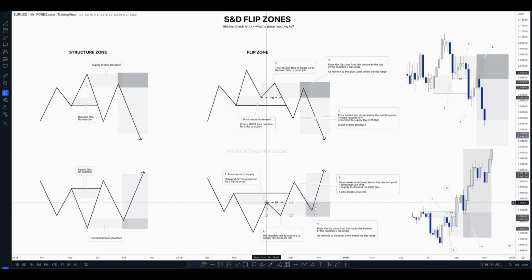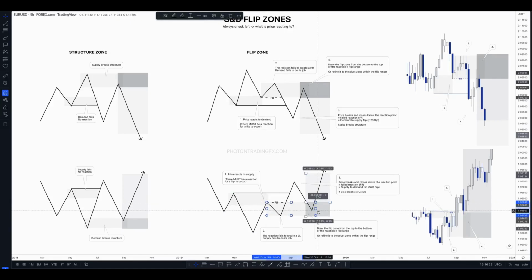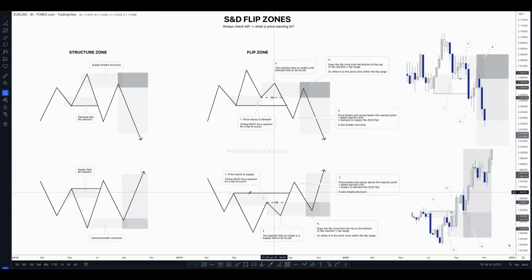You take your box tool and you draw it from the top of the reaction here to where it starts to the bottom of the reaction, and then you drag it out to the right. And that is where the supply stepped into the market to flip demand, to overpower demand. And like I said, we also want to see it break structure. So now we have a zone that broke structure and it flipped supply to demand. And now this becomes a higher probable area. And again, if it's a big zone, you can refine it to the pivot from within it.